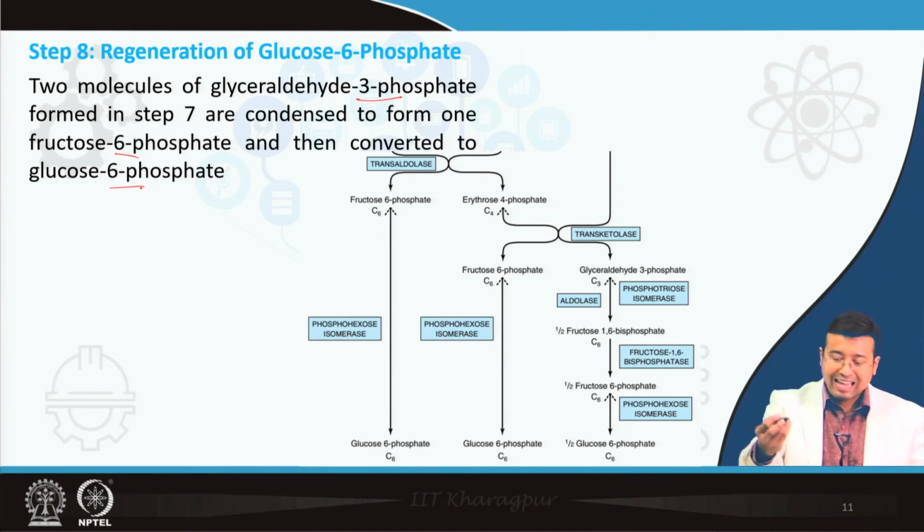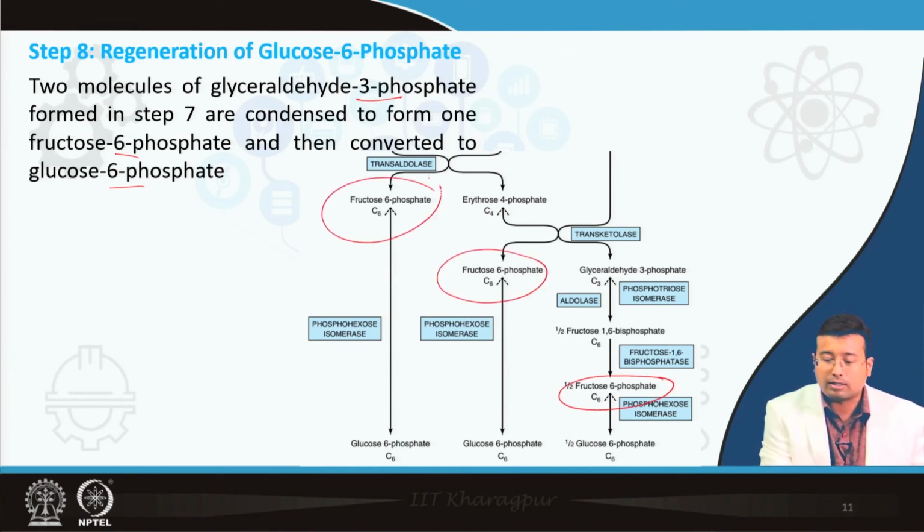Okay. So fructose 6-phosphate can be converted to glucose 6-phosphate just by the enzyme phosphohexoisomerase, and this fructose 6-phosphate is not only formed at the end, it was formed in earlier steps also, in transaldolase and the second transketolase also. Fructose 6-phosphate is formed. They also get converted to glucose 6-phosphate by the action of phosphohexoisomerase.